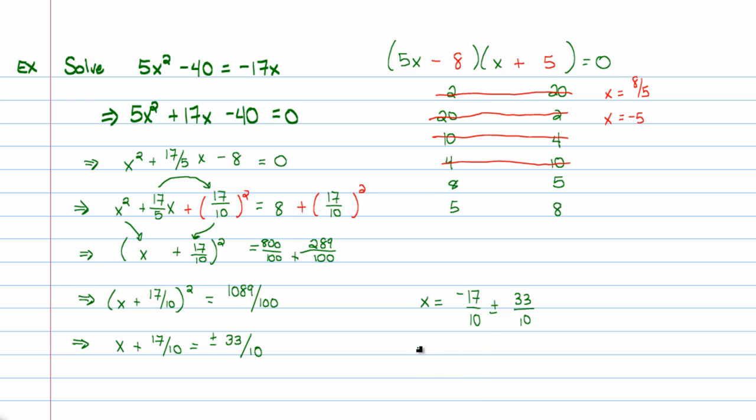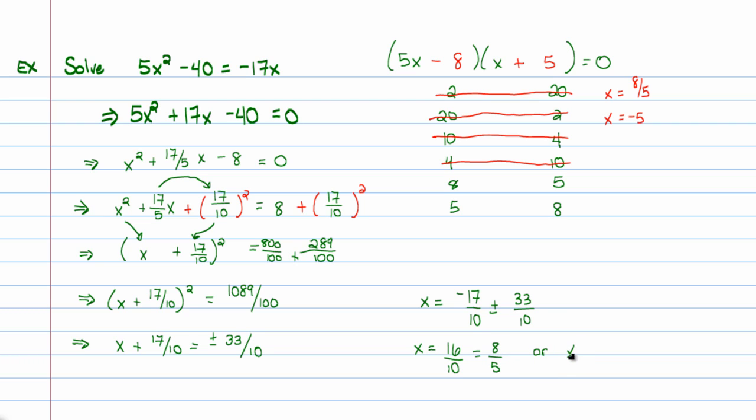So our solution should be negative 17 plus 33, which is going to be what, 13, 14, 15, 16 over 10, which can be reduced down. They're both divisible by 2, so that reduces down to 8/5.